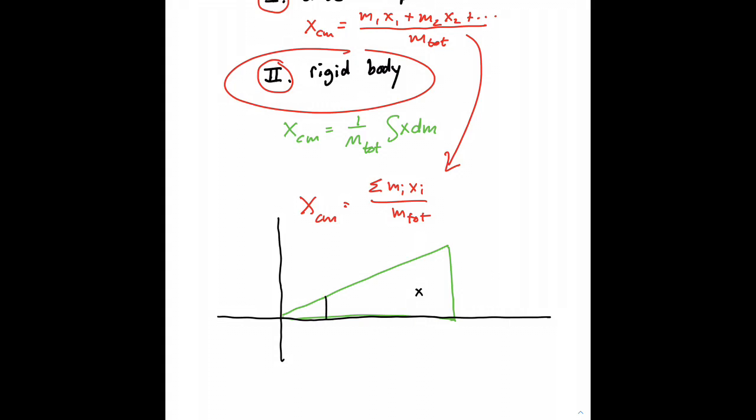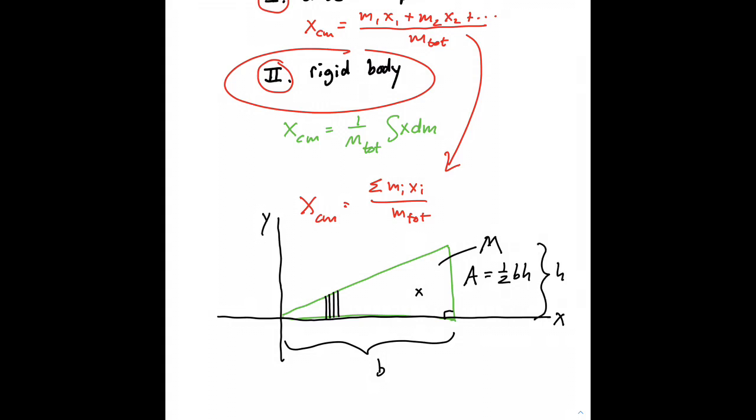I can imagine slicing the triangle up into a bunch of thin little slices. Now the total mass of this triangle, we'll say, just has a mass of capital M, and it also has a total area we'll call capital A, and we know that the area is 1/2 base times height. So the triangle has a distance along the x-axis of B that brings us to the end of its base, and it's got a height along the y-axis of H.